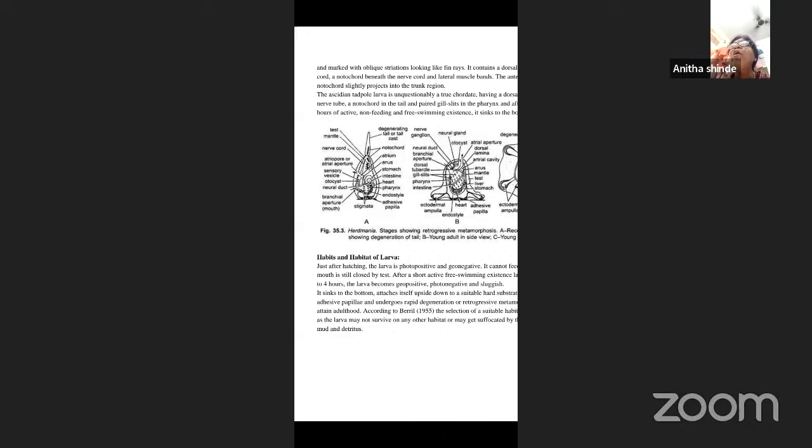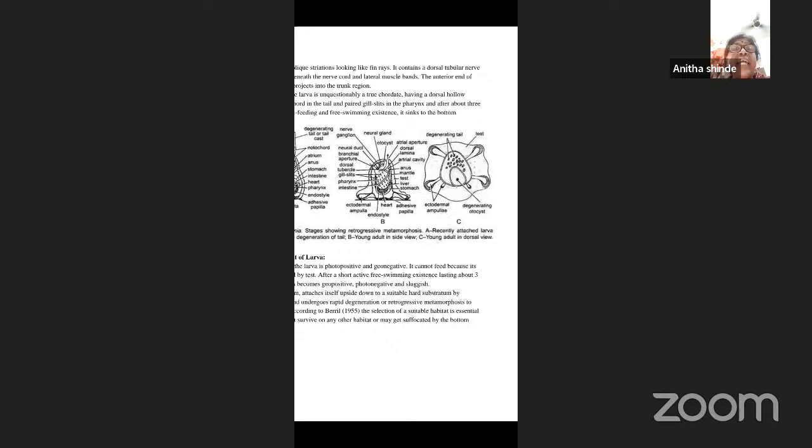I have told you, because when Herdmania is developed at the larval stage, it attains all the chordate structures like the presence of a notochord, a dorsal hollow tubular nerve cord, and also the pharyngeal gill slits. But once this tadpole larva is transformed from the larval stage to the adult stage, all these organs degenerate and it becomes sedentary. So that phenomenon is called retrogressive metamorphosis.